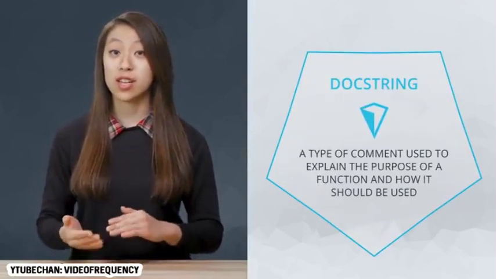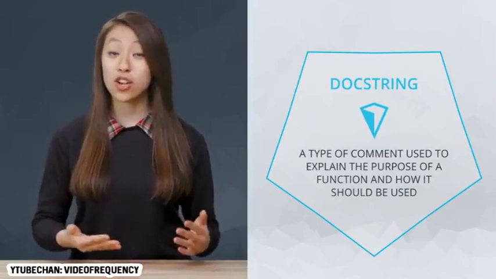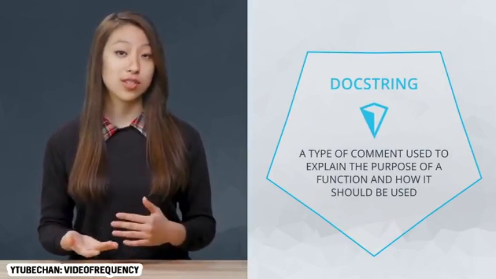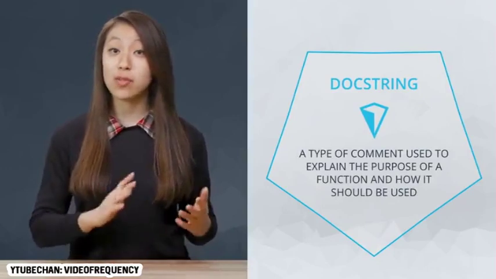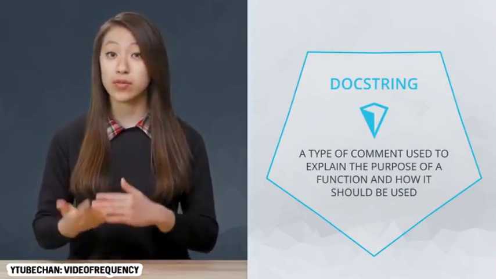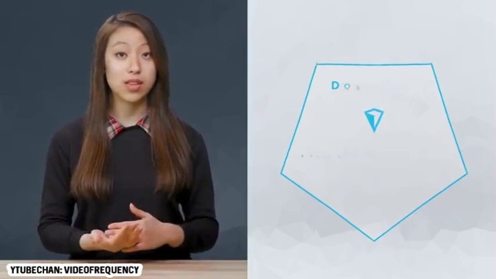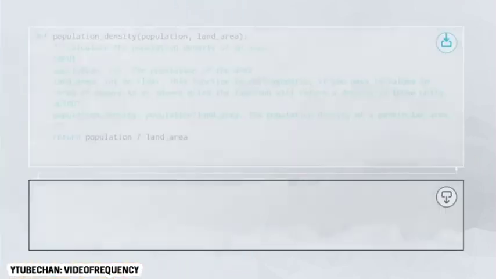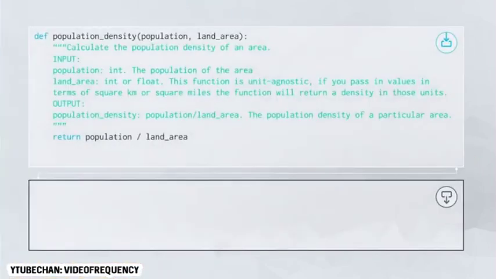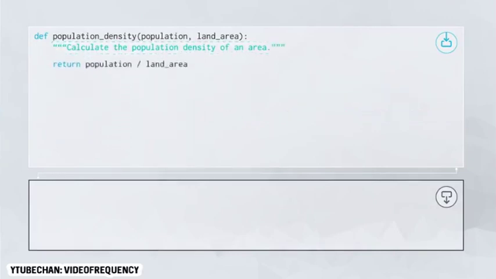There is an additional technique that makes functions more readable: documentation strings, or docstrings. Docstrings are a type of comment used to explain the purpose of a function and how it should be used. Here is a function for population density with a docstring. Docstrings are surrounded by triple quotes. The first line of the docstring is a brief explanation of the function's purpose. If you feel that this is sufficient documentation, you can end the docstring here. Single-line docstrings are perfectly acceptable.